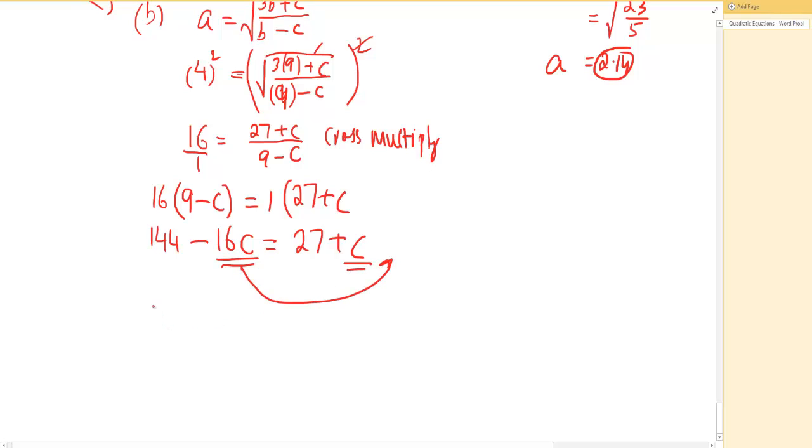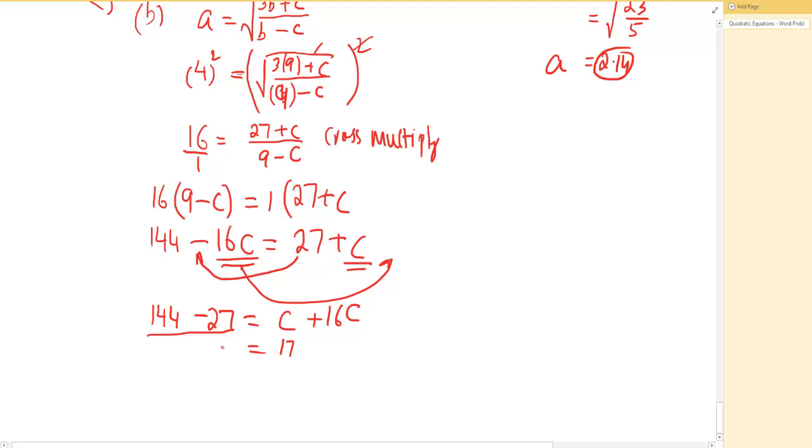We will take the like terms on one side and the variables on the other side. Exactly. But in a quadratic equation, we have to bring everything on one side and there should be 0 on the right hand side. But this is not a quadratic equation. So we have to bring like terms on one side and the constants on the other side. 27 will be here, minus 27. It's C and plus 16C, 17C.